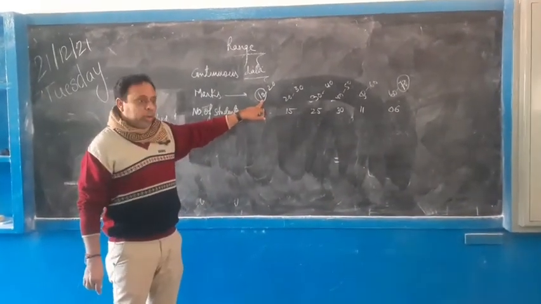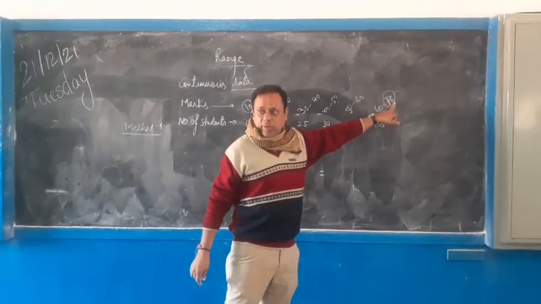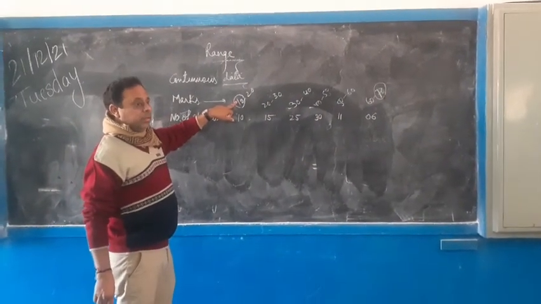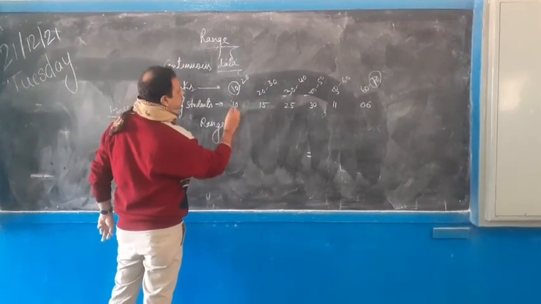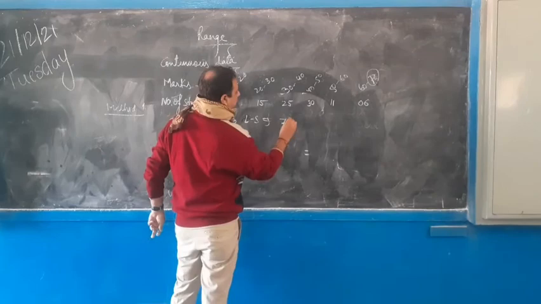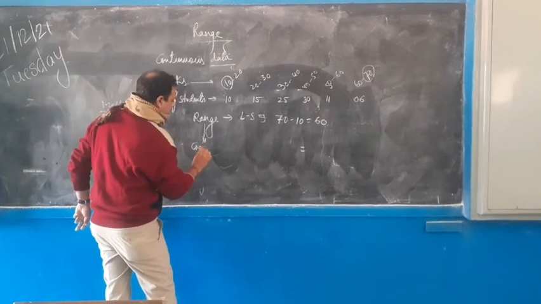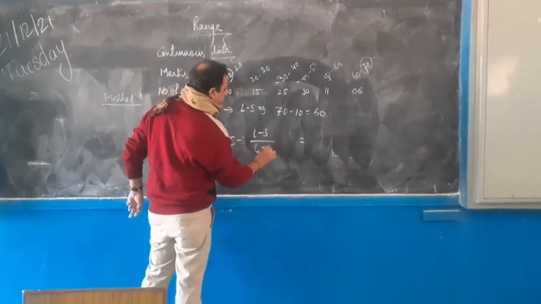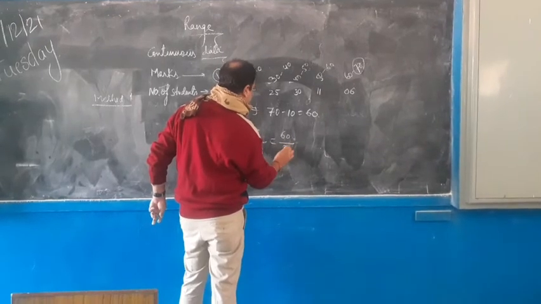So this is the lower limit of the lowest class interval, and this is the upper value of the highest class interval. So 70 will be our L and 10 will be our S. So the range by the first method is L minus S, it means 70 minus 10 equal to 60, and its coefficient will be L minus S upon L plus S equal to 60 upon 80.